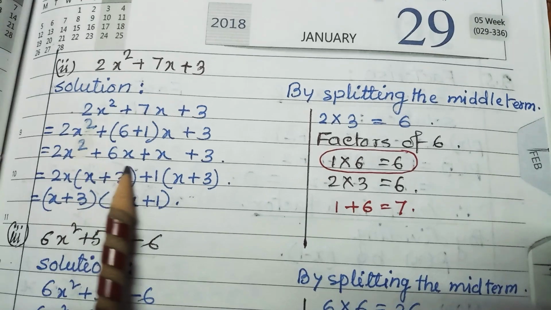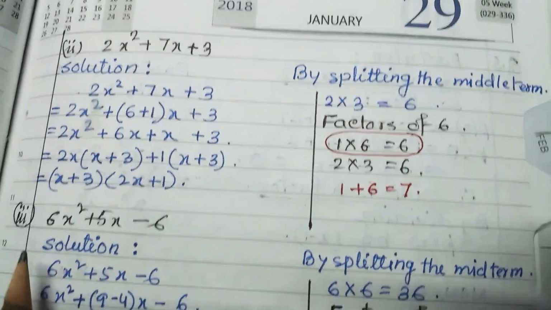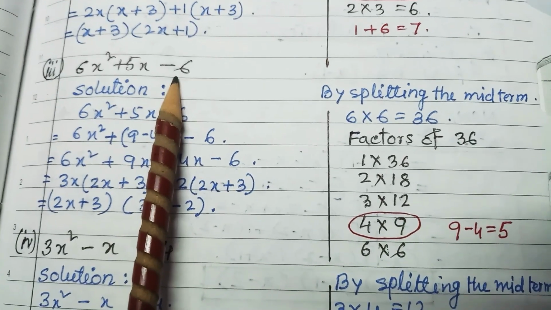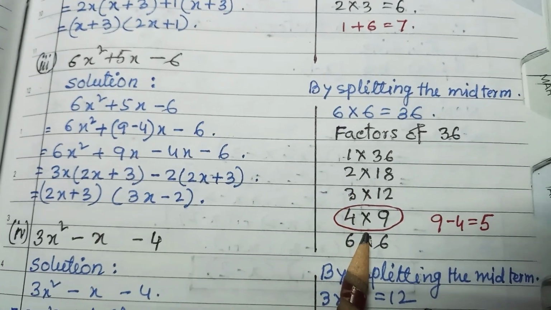So it is middle term splitting. You can do this as the answer. Next one, 6 sixes are 36. These are the factors of 36.